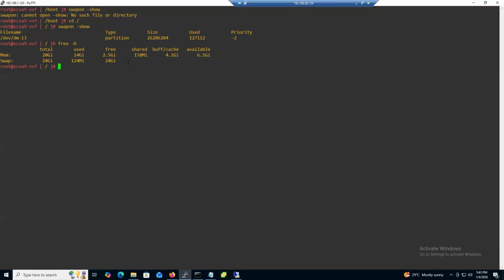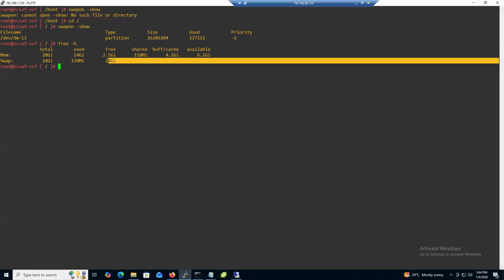The second one is very important for our swap partition understanding. Here, swap partition has been configured as almost 25 GB. Total swap is 24 GB. Then used is showing some 122 MB, and free is almost the full 24 GB. So here swap is used only for 122 MB out of 24 GB. That is acceptable.